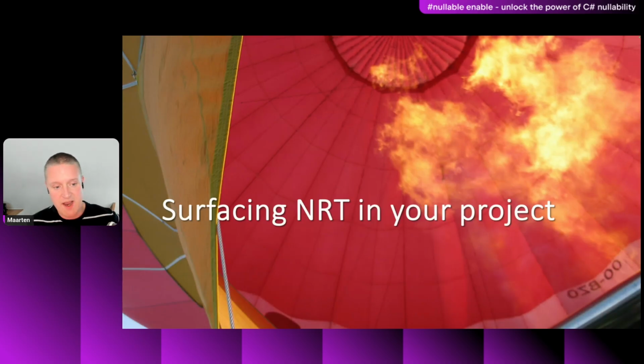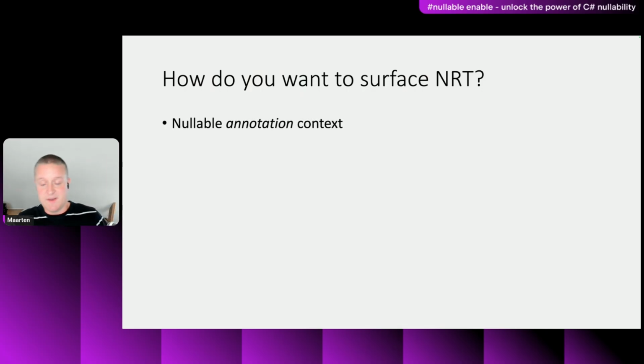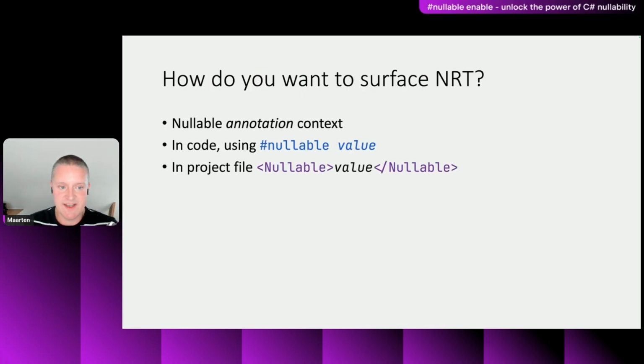All right, now, how do you surface nullable reference types in your project? Depends on how you want to surface nullable reference types in your projects. There's the nullable annotation context, where you can say per file or per class or even per line of code, you can add a pragma or a nullable with enabled or disabled in code, where you can enable or disable nullability per line of code, even if you want, or you can enable or disable this in the project file and enable it project-wide or disable it project-wide.